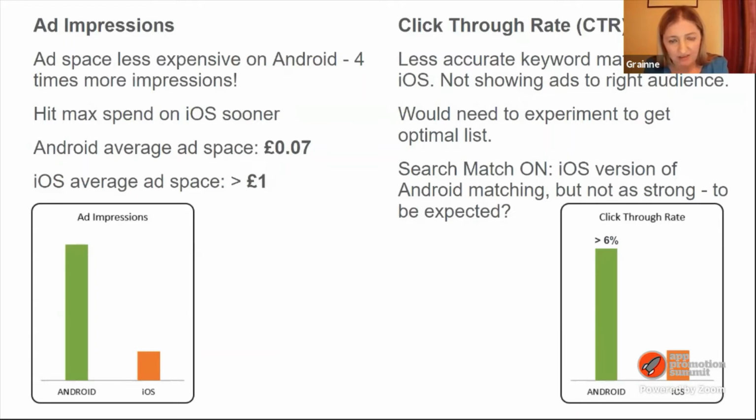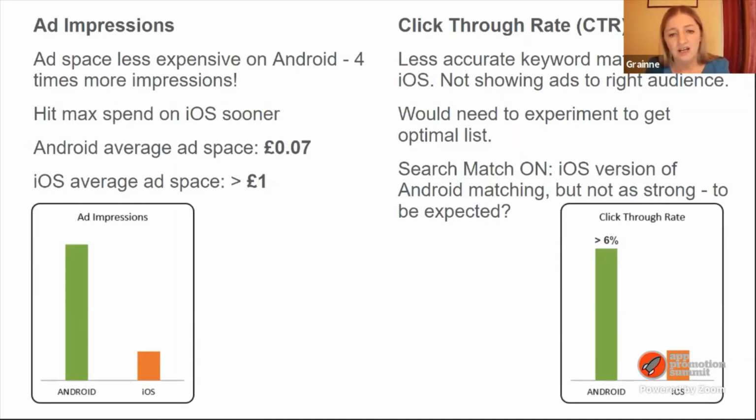The other thing that is interesting on iOS is that they have a search match option. Now that offers the same functionality that we see with Android. I had that switched on, but the advice online that I have read is to switch it off, that it's not very strong, and just rely on your own settings and your own search phrase list on the iOS side.